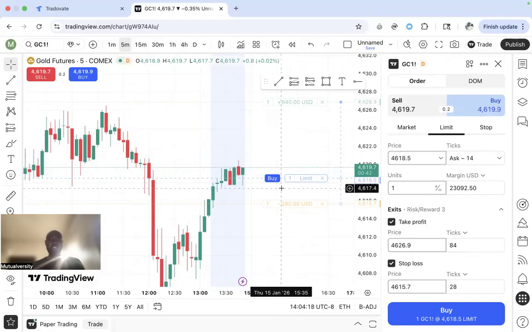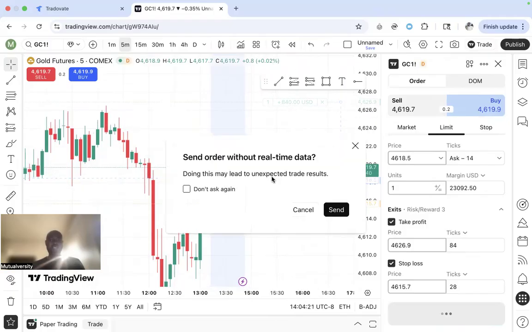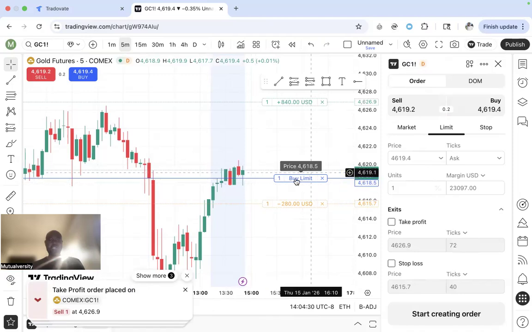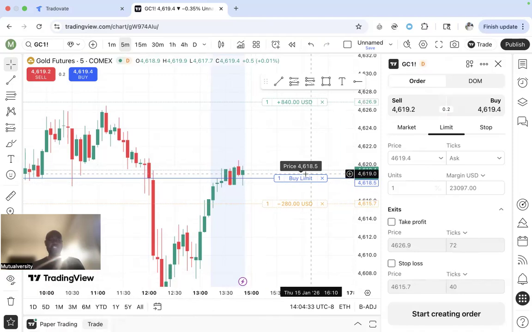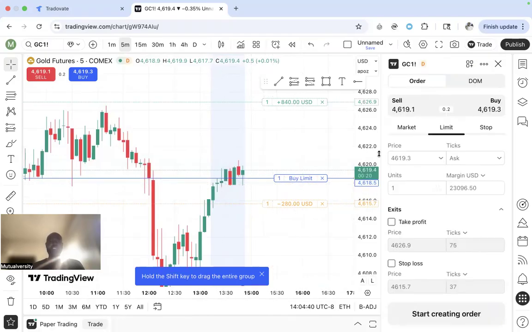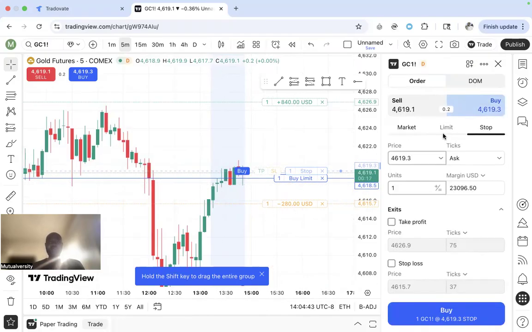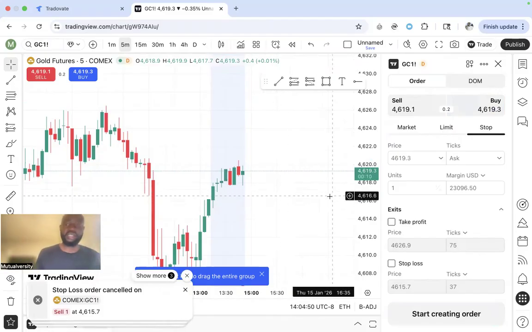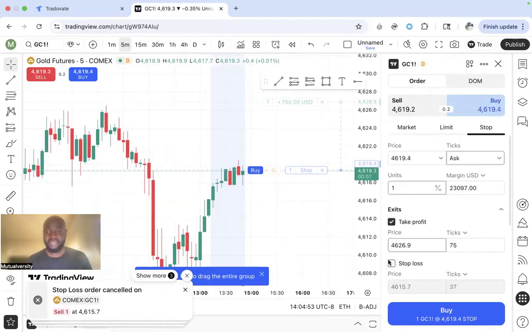Once I'm good, I'm ready, I press buy. Once I press buy, it will stay like this until price comes and taps it and enters me in a position. This buy limit word will change to numbers and it will show you how much money you're making. So get used to those tools. This is how you're going to be buying and selling. And then you can always also do stop order if you need to. So that's how you enter your positions, always using a take profit and a stop loss.